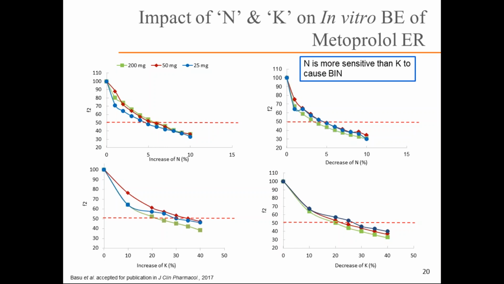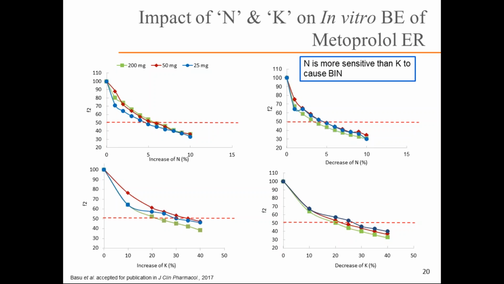And what we found is that N is really sensitive compared to K in causing bioinequivalence, because you can see that whenever we change N by around 5%, or even less than 3 to 4%, the F2 is crossing the 50 barrier. It becomes less than 50, which actually causes bioinequivalence. But in the case of K, that only happens when we increase K up to 25% to 28%. So this gives us a kind of confidence that N is more sensitive than K.